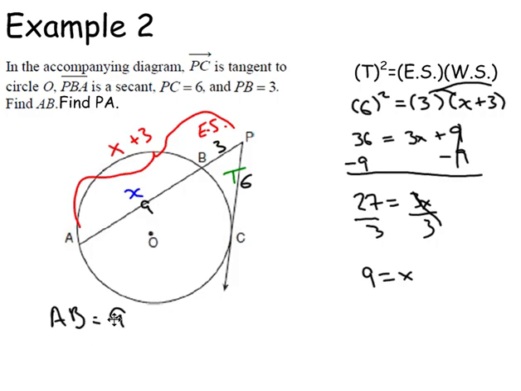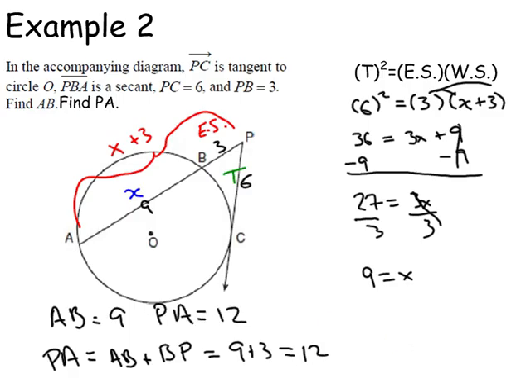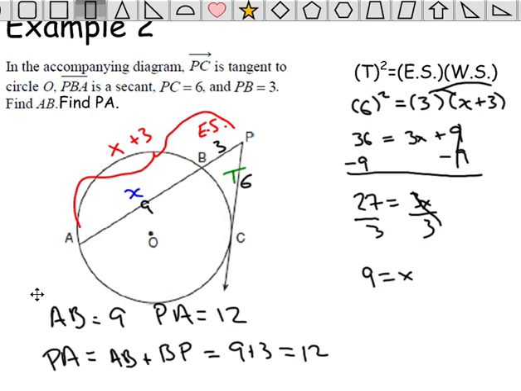Now, PA is the sum of that 9 and 3, okay? You're not going to multiply it to get PA. A lot of kids confuse that for some reason. To get PA, you have to add AB and BP. And that's just going to be 9 plus 3, which is 12. So PA is equal to 12. So that is our final answer.